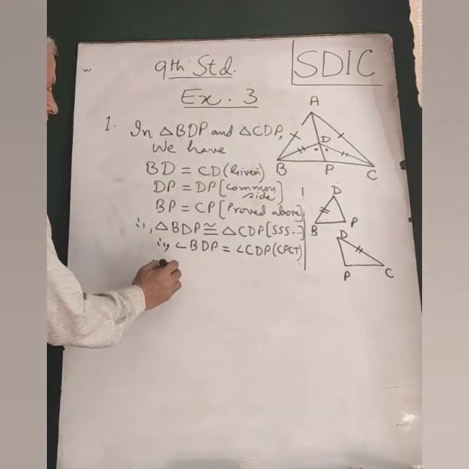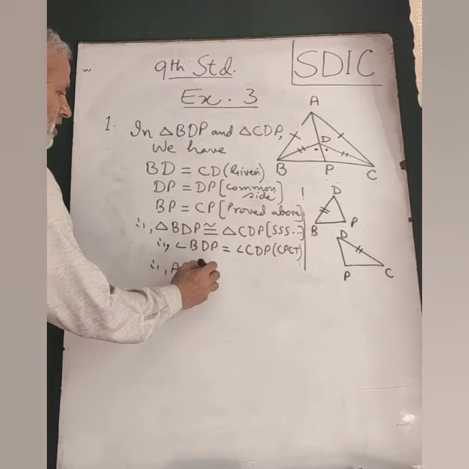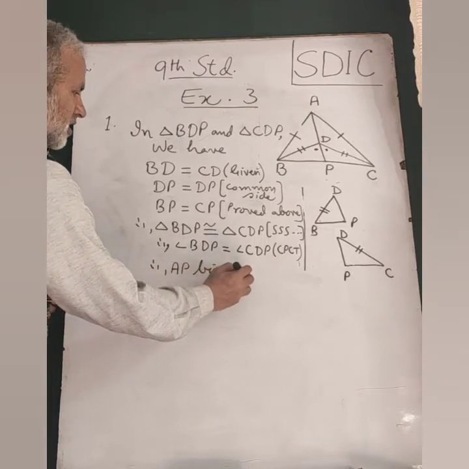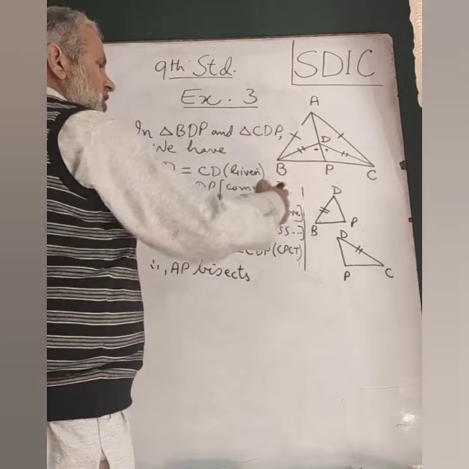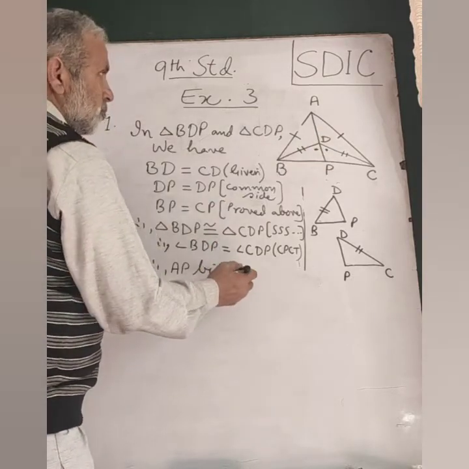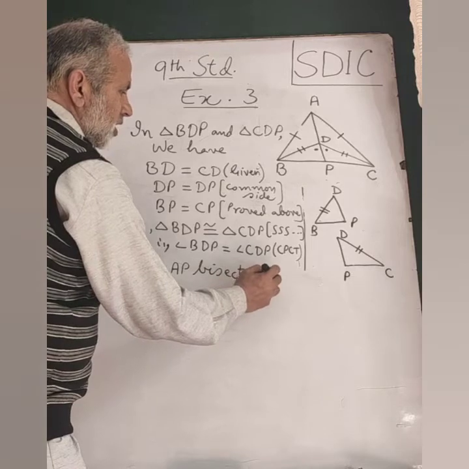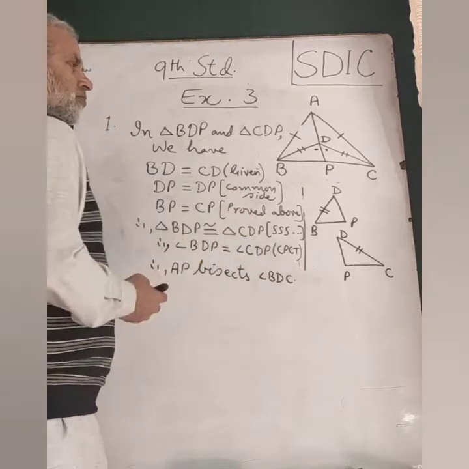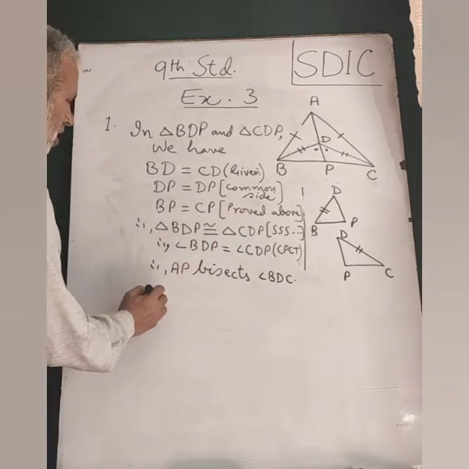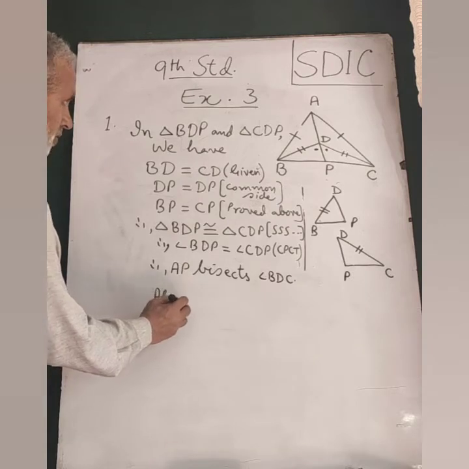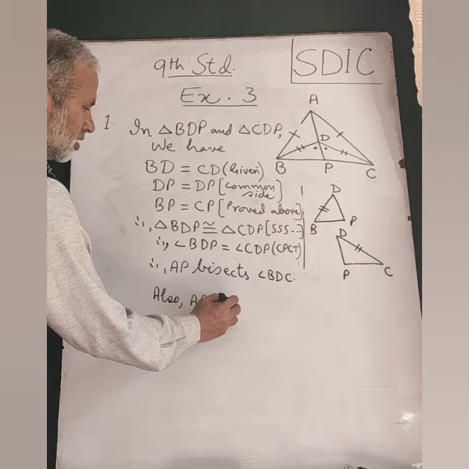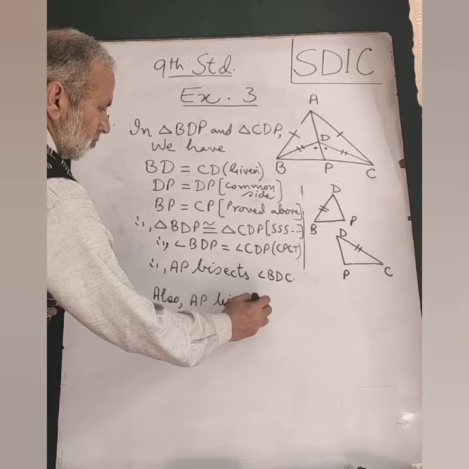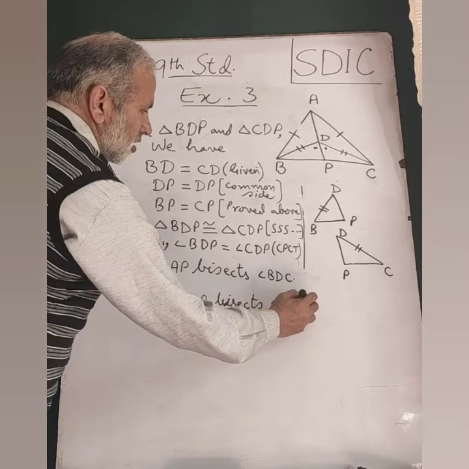Therefore, let us write AP bisects. Bisects means divides into two equal parts. We have proved angle BDP equal to angle CDP. They are equal. AP bisects angle BDC. Also, AP bisects angle A. This we have already proved.